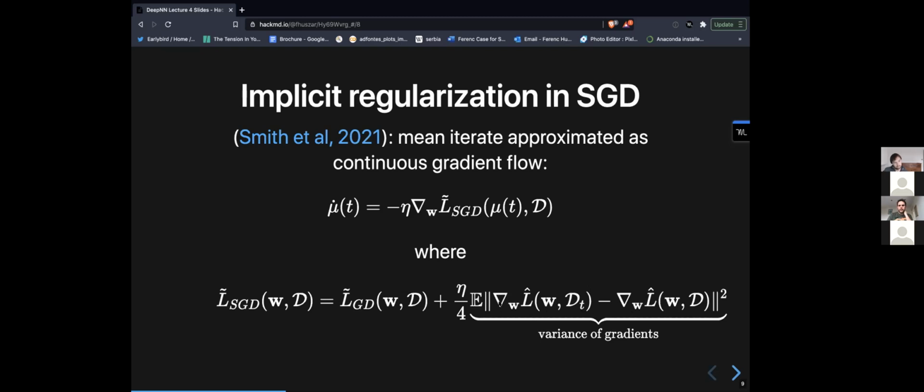And so if you run gradient descent on this regularized loss function, you will try to avoid regions where the variance of the gradients is high, and you will try to converge to areas of the parameter space where this variance is low.